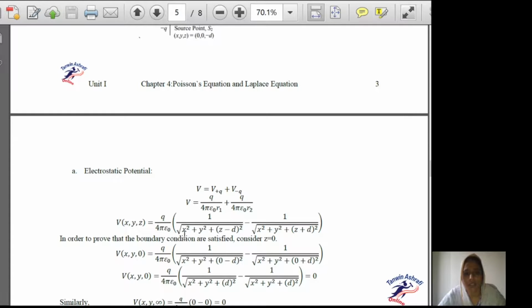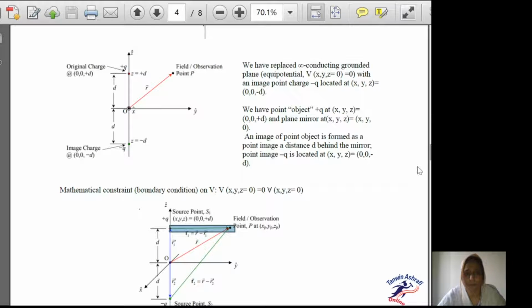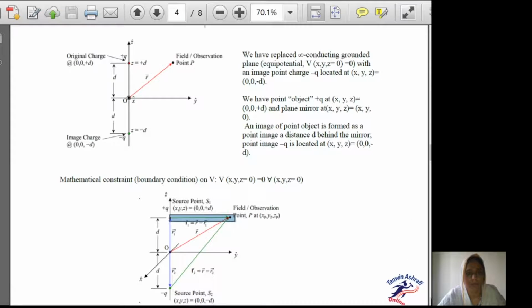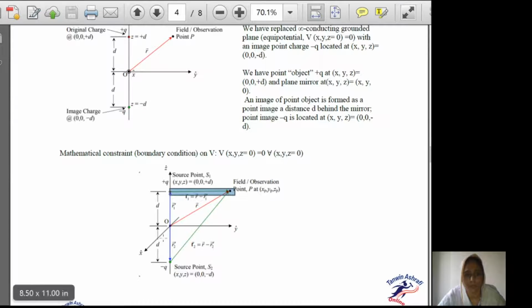1 upon r1 is nothing but, in the Cartesian coordinate system, x square plus y square plus z minus d, where z is the position of the point P, minus d, because we have to measure from this point. And this is for z plus d, the total term z, the position of point P, plus this length d below the origin.